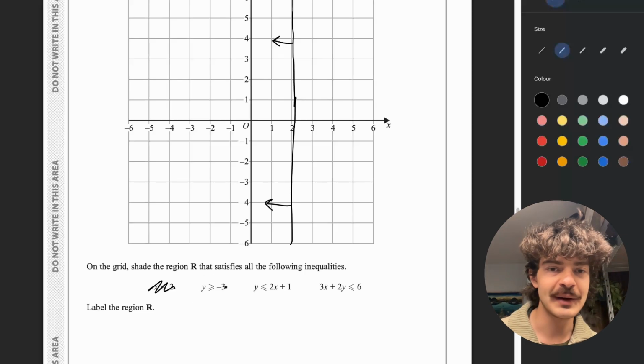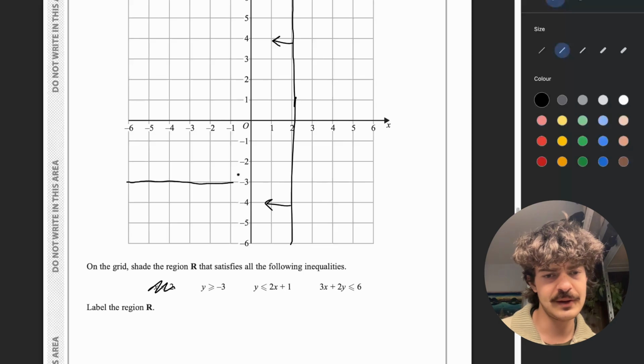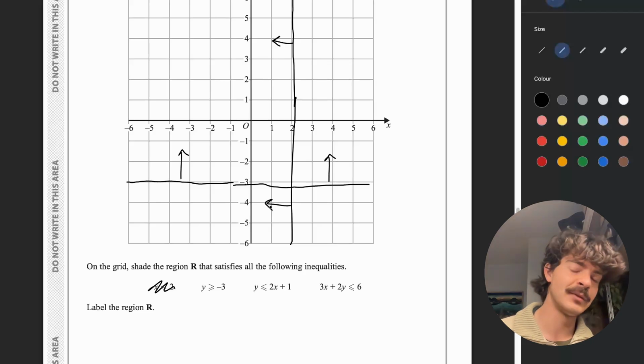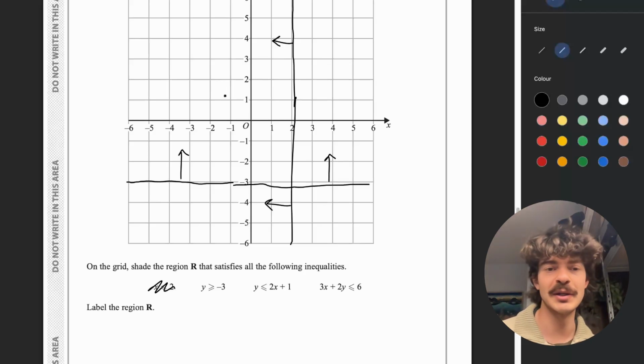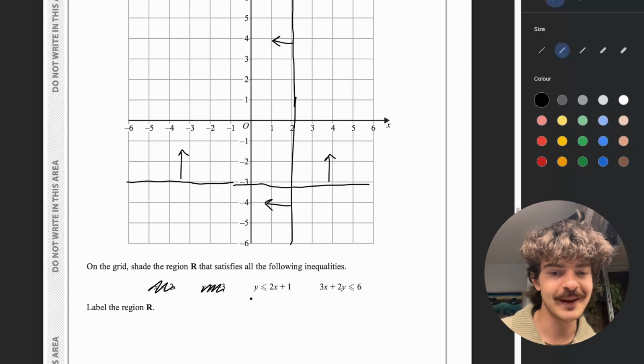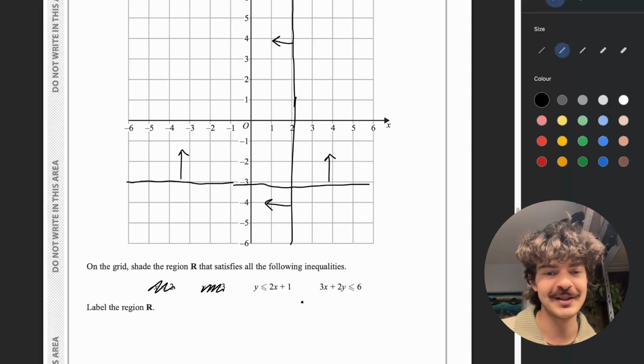Y is greater than or equal to -3. Cool. So where's that going to be? That's going to be down here to -3. Cool. And I want everything going up this way. Nice. So we're already finding a region down here that we don't want, but we do want everything over here. Okay, excellent. Next one. Now we're getting into our straight lines.